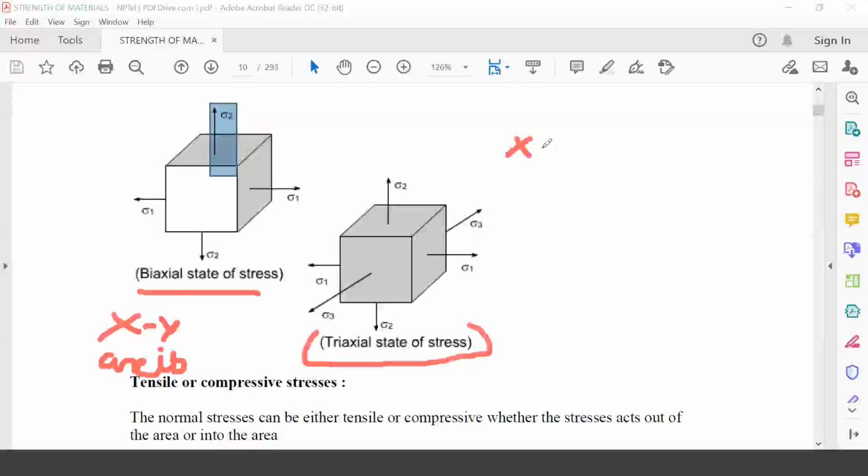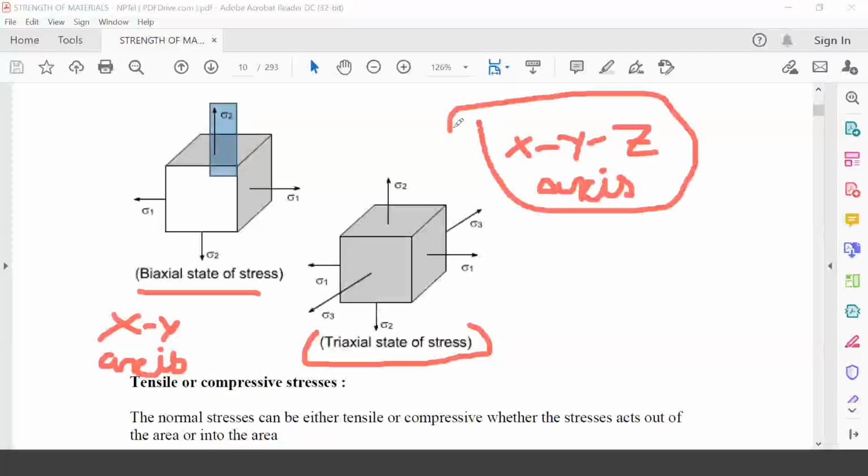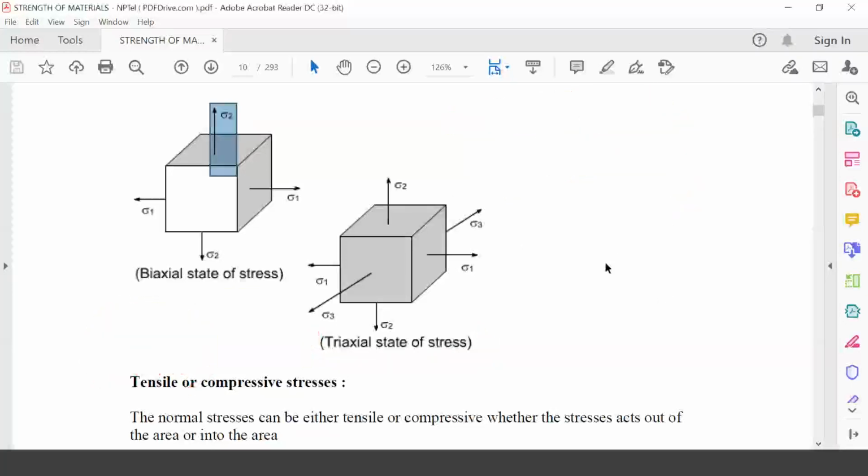So this is actually a practical state. Now, this is a biaxial state. Biaxial means what? These are acting in two directions. In this direction, in this direction. Okay? In this direction and in this. That means what? In biaxial, it is only x and what? Y axis.